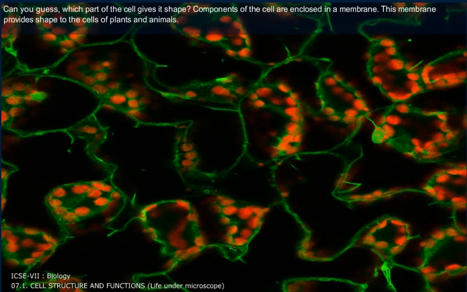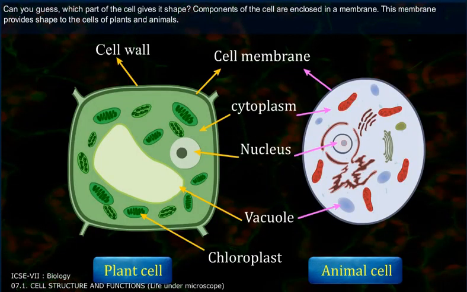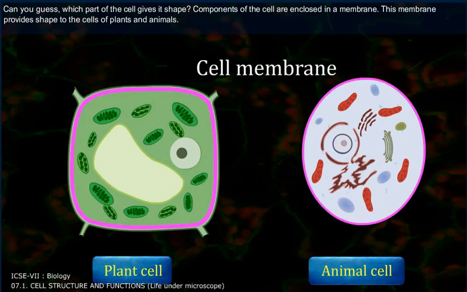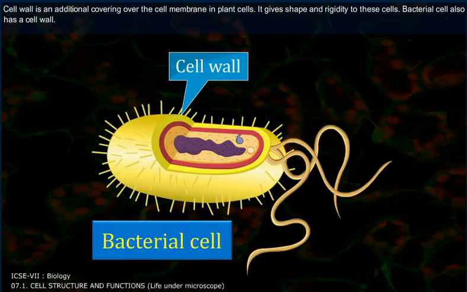Can you guess which part of the cell gives its shape? Components of the cell are enclosed in a membrane. This membrane provides shape to the cells of plants and animals. Cell wall is an additional covering over the cell membrane in plant cells. It gives shape and rigidity to these cells. Bacterial cells also have a cell wall.